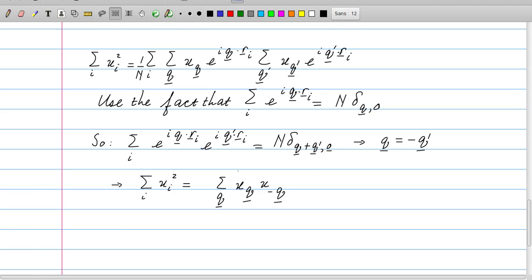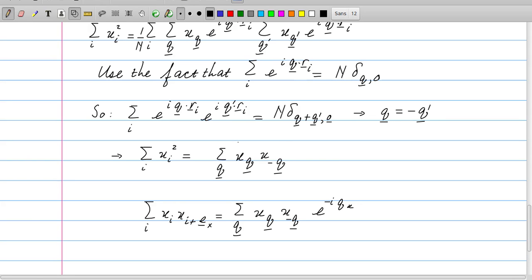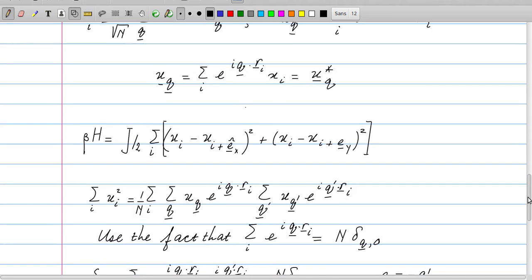And if we then implement that condition in this expression here, we find that the sum over i of x_i squared is given as a sum over q of x_q times x_{-q}. We can perform a similar calculation for the terms x_i times x_{i+ex} summed over all sites i, and then we find a sum over q of x_q x_{-q} e^{-iq_x}. And so we can perform this kind of calculation for all the terms arising in this expression.